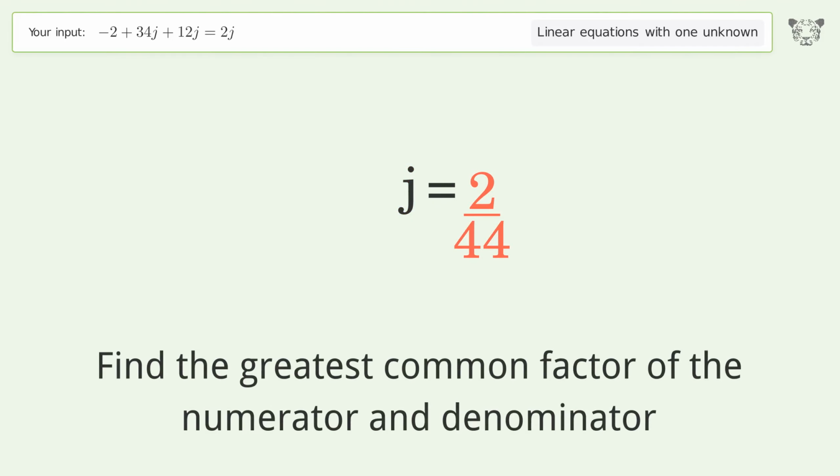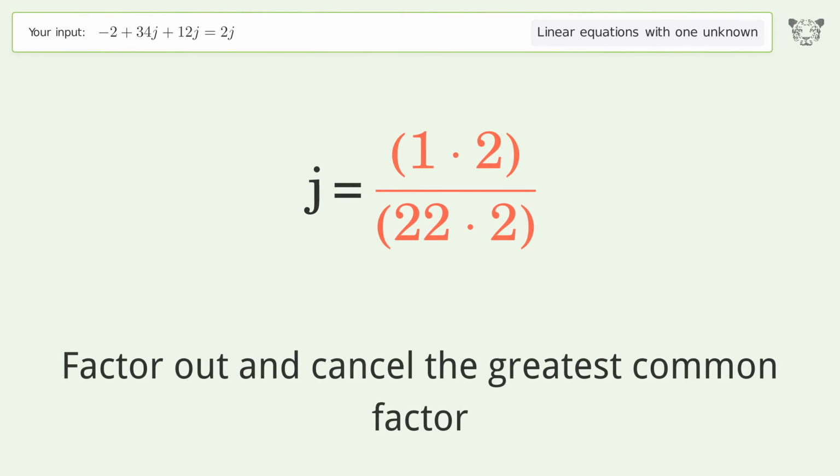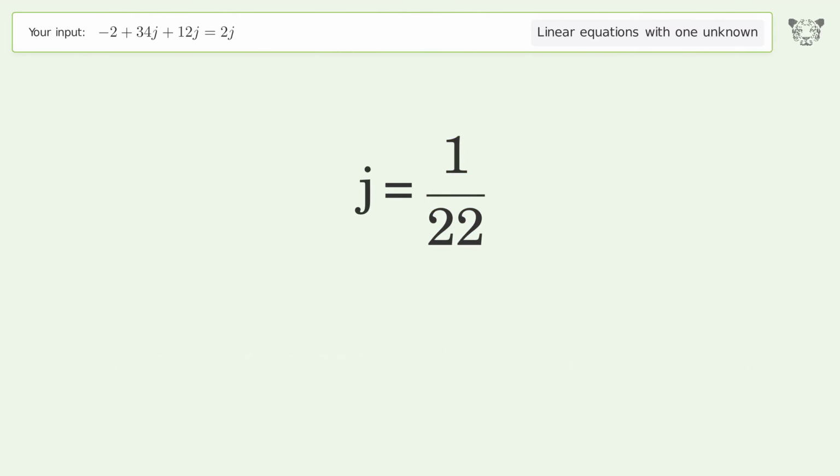Find the greatest common factor of the numerator and denominator. Factor out and cancel the greatest common factor. And so the final result is j equals 1/22.